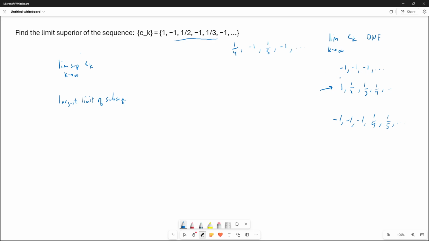So these are the main two subsequences to look at, and this one has a limit of -1, and this one has a limit of 0. And then the Lim Sup is the largest of these limits. Well, 0 is larger than -1, so the Lim Sup is 0. That's the largest limit of any subsequence here.